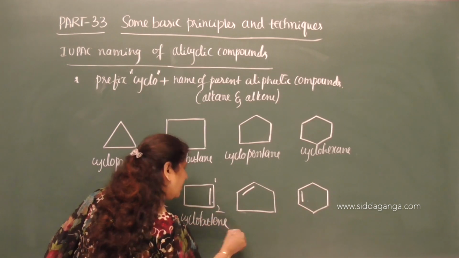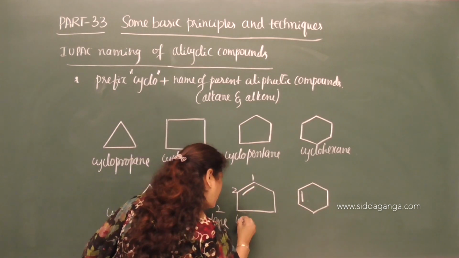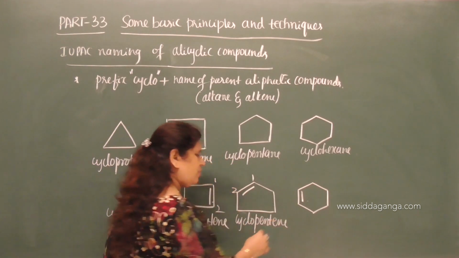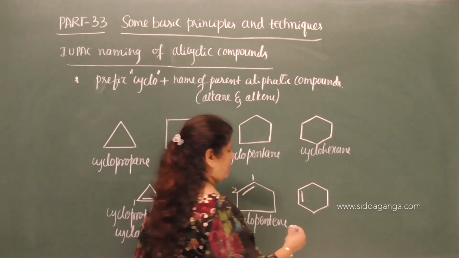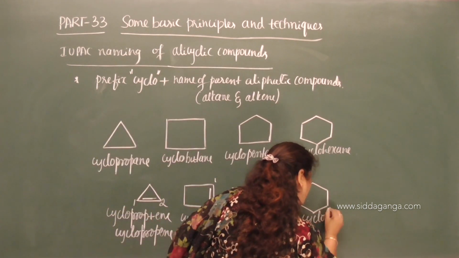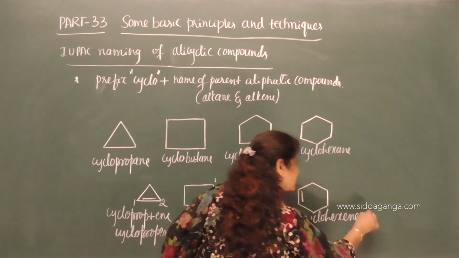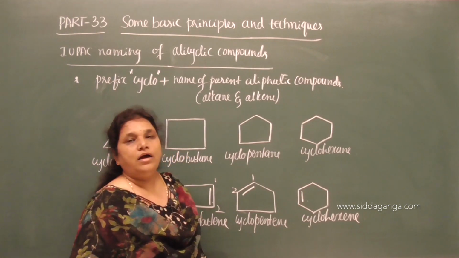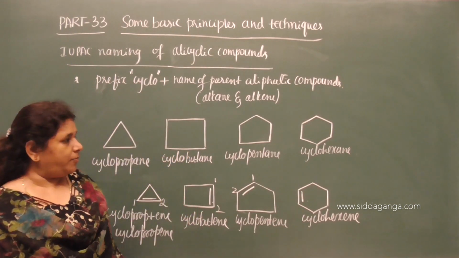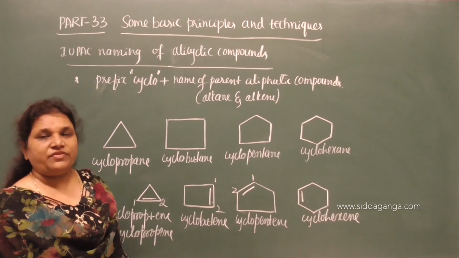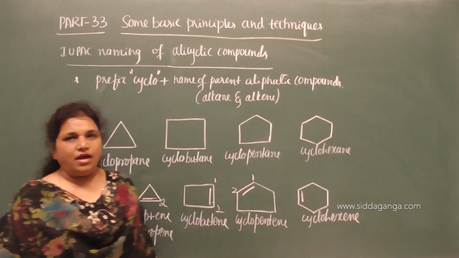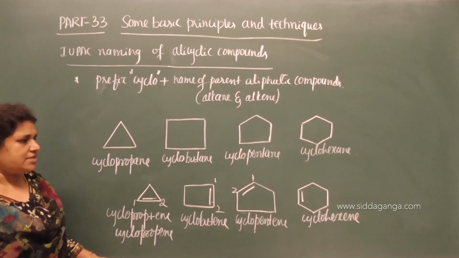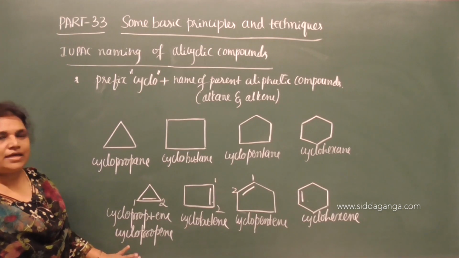Similarly, with the double bond between the first and second carbon, this is cyclobutene, here cyclopentene, where the primary suffix is ene, and this is cyclohexene. These are the names of the simple alicyclic compounds containing single bonds between the carbon atoms in a ring structure, and a double bond between the carbon atoms in a ring structure. So these are the parent alicyclic compounds.